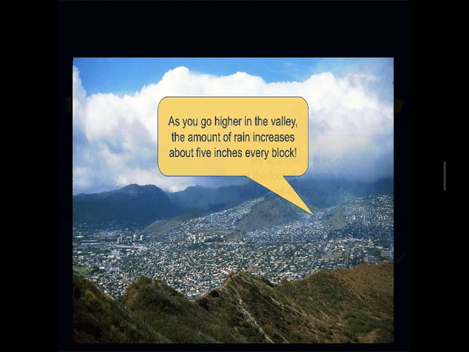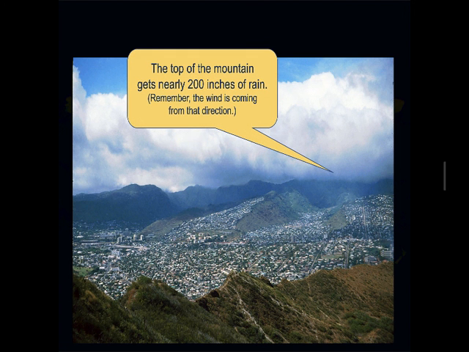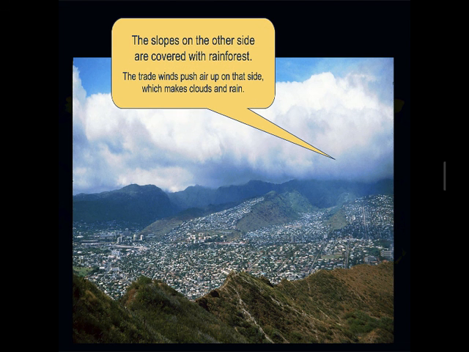As you go higher in the valley, the amount of rain increases about 5 inches every block. The top of the mountain gets nearly 200 inches of rain. Remember, the wind is coming from that direction. The slopes on either side are covered with rainforest. The trade winds push air up on that side, which makes clouds and rain.